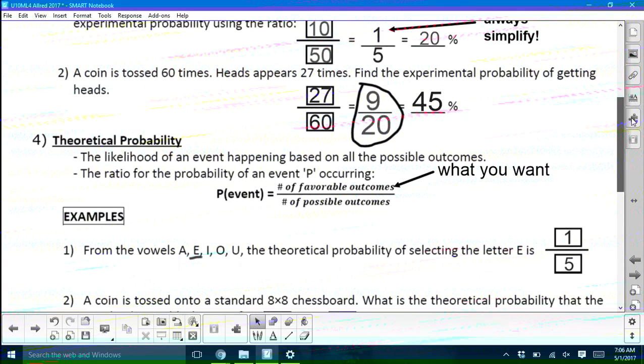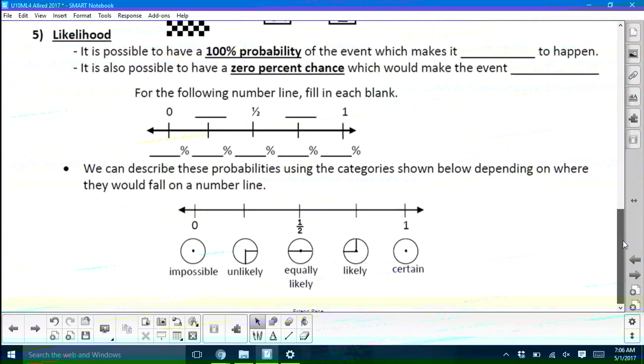Okay, so we talked about experimental probability and theoretical probability. We're going to move on to likelihood now, really quickly. It is totally possible to have a 100% probability of an event. That makes it what we call certain to happen. For example, if you say, what's the probability that if you roll a dice, you get a number 1 through 6? The truth is all the numbers on a dice are 1 through 6. So there's a 100% probability that would happen.